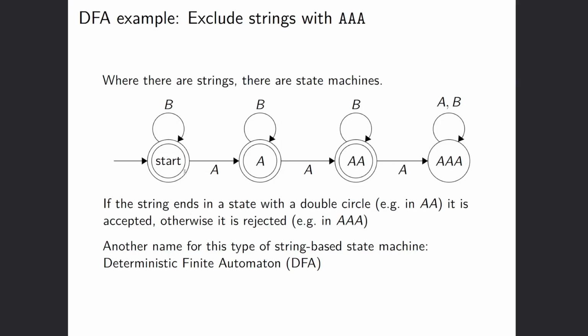You'll notice that these three have double circles around them, and the last one, the triple A one, does not have a double circle, but all the other ones do. That's because the triple A one is not a valid string. If we ever make it to this state and get stuck there, then our string is not valid. But for the other ones, they're all valid.